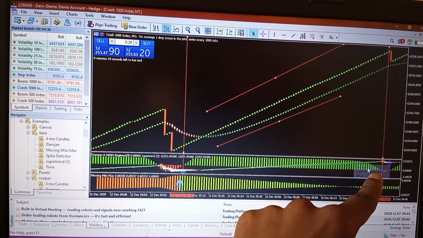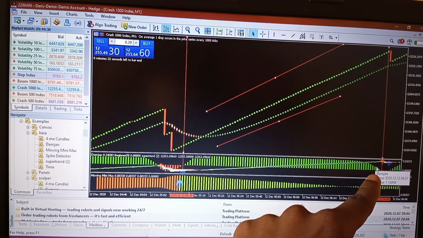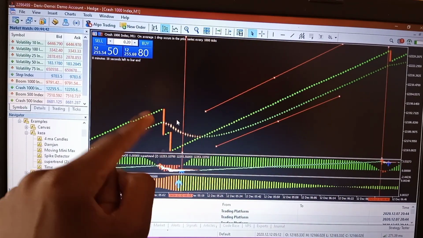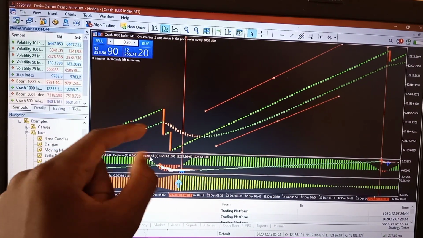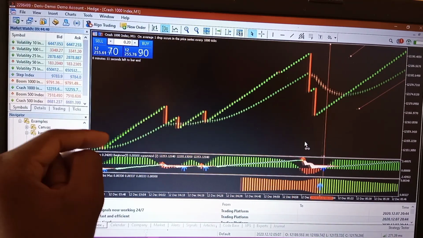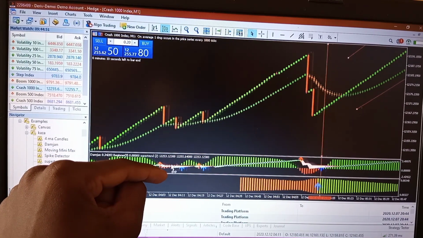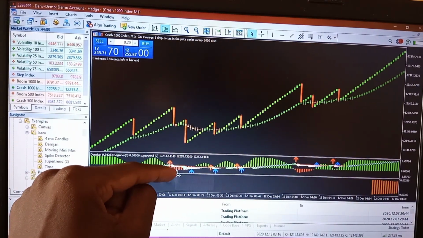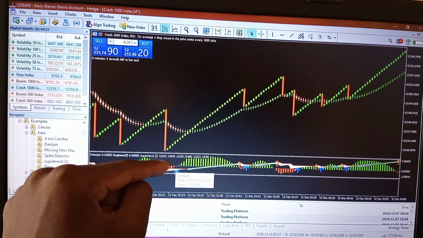Then when it reaches here, the bars start decreasing. So this shows you that it was an uptrend, and then here, for example, when it crashes, the bars will decrease and you're going to see the red bars. Same here, when it crashes, you're going to see red bars. Even here, when it crashes, you're going to see the red bars.